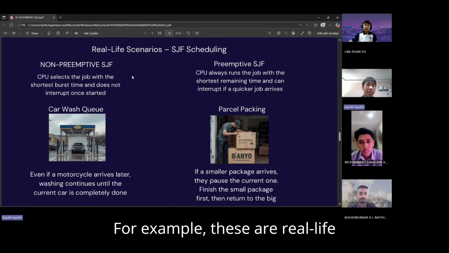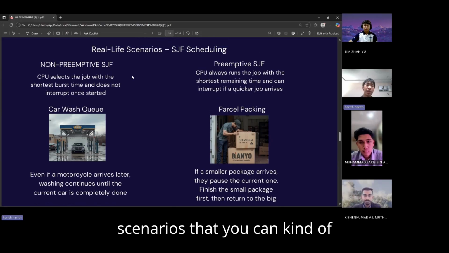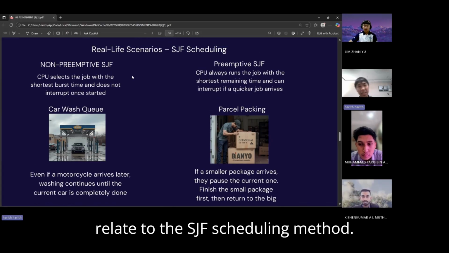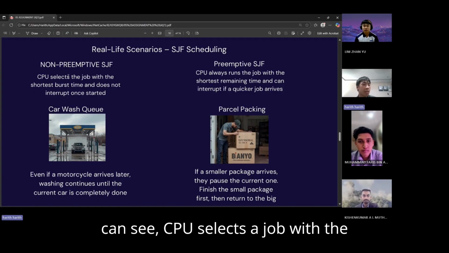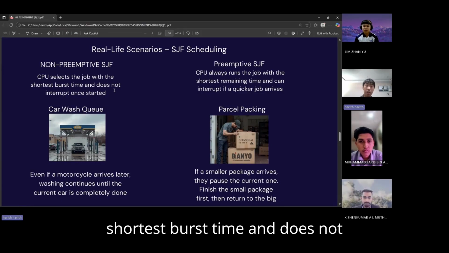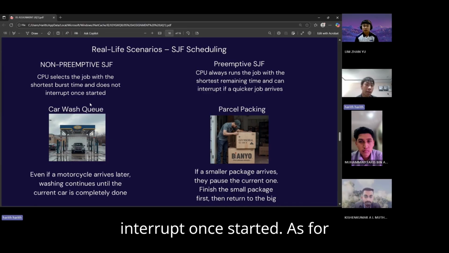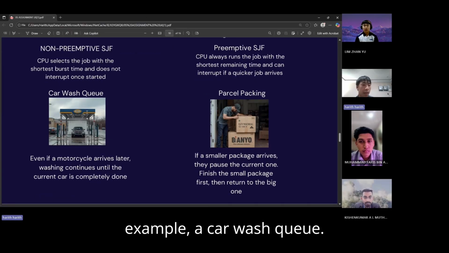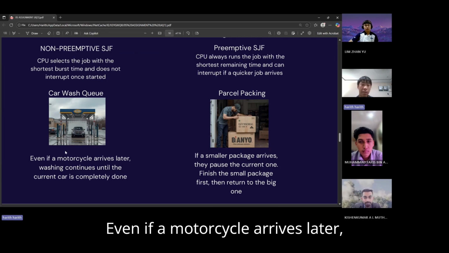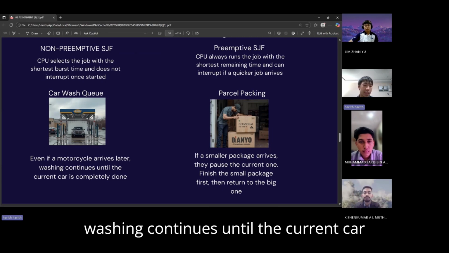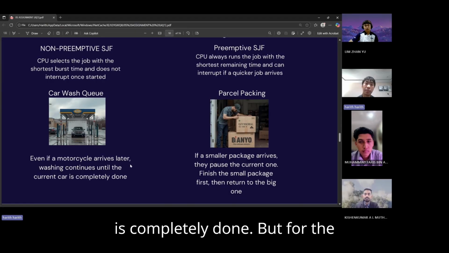for example, these are real life scenarios that you can relate to the SJF scheduling method. For the non-preemptive SJF here, as you can see, the CPU selects a job with the shortest burst time and does not interrupt once started. For example, a car wash queue. Even if a motorcycle arrives later, washing continues until the current car is completely done.